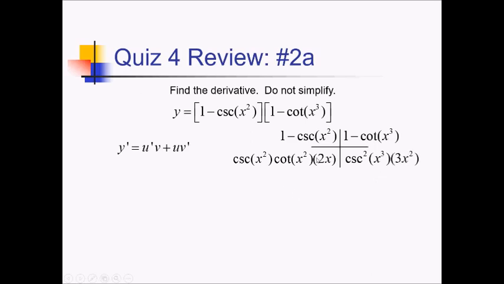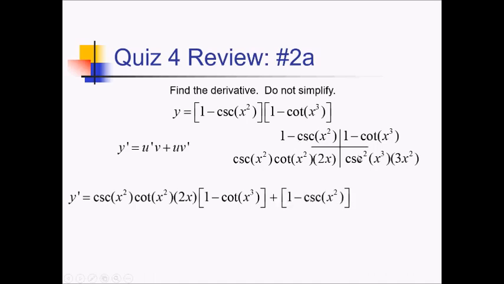All right, putting this back together, I'm going to use the ribbon to organize the order of multiplication and addition. So I've got this stuff in the lower left here, times the stuff in the upper right, so parentheses 1 minus cotan of x cubed. Now I'm going to be adding the stuff in the upper left. So that's 1 minus cosecant of x squared being added there, times, now the stuff in the lower right, cosecant squared of x cubed times 3x squared.